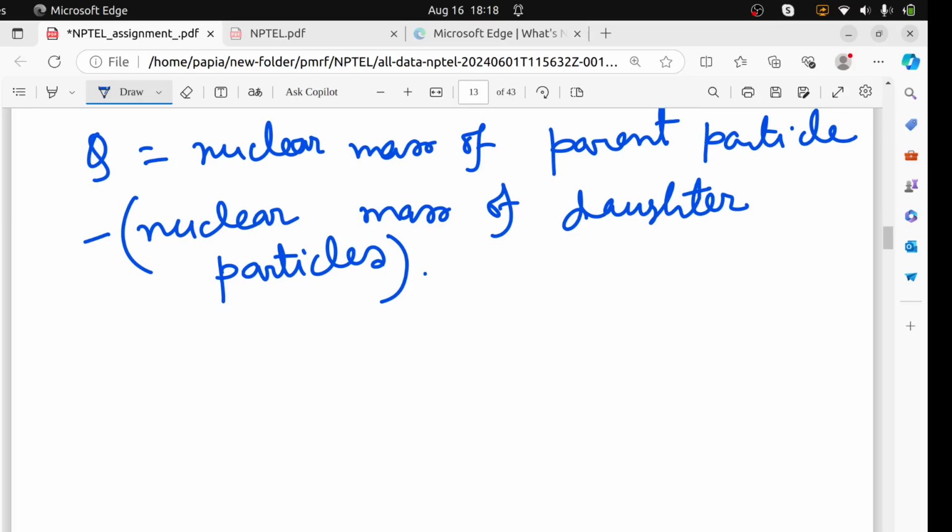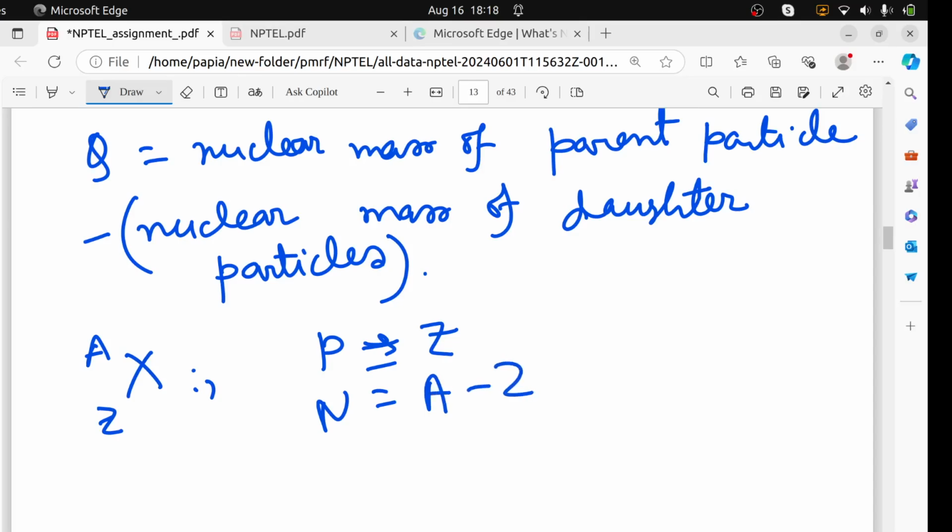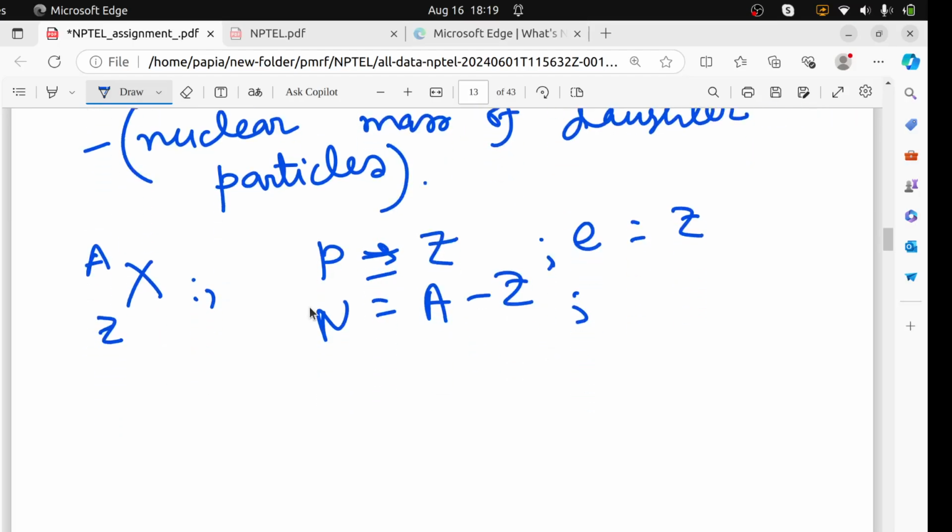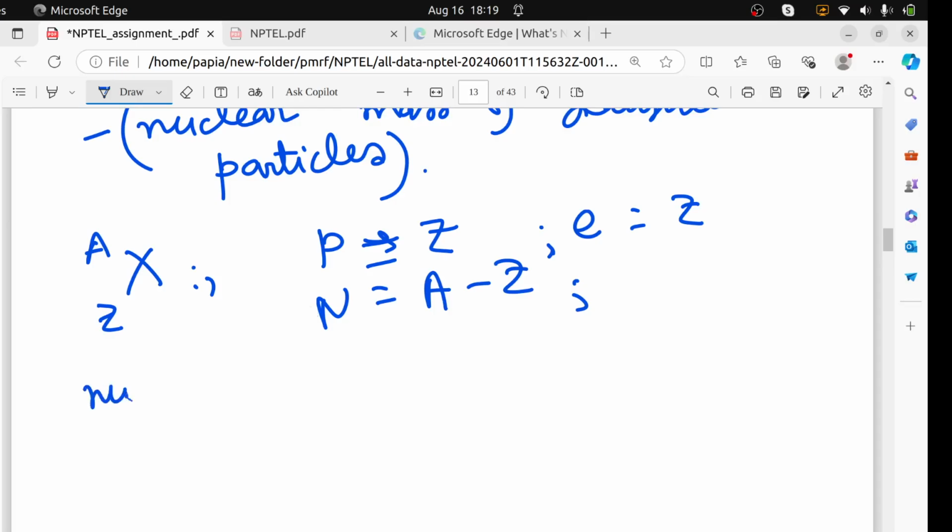Now what will it be in terms of atomic mass? Let's say I have one particle, X with mass number A and atomic number Z. What does this mean? The proton number for X is Z, and the neutron number is A minus Z. And electrons: how many are there? The number of electrons is Z, because the atom is neutral, so obviously the number of electrons and the number of protons will be the same. So the protons are Z, the electrons should be Z, and the number of neutrons will be A minus Z.